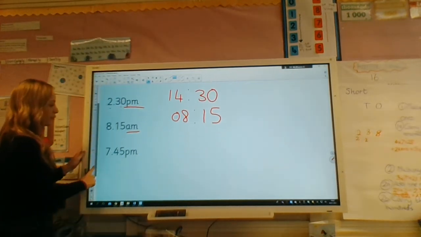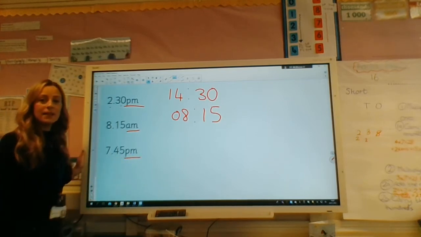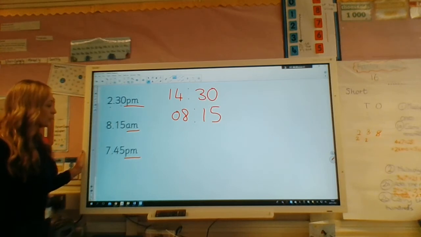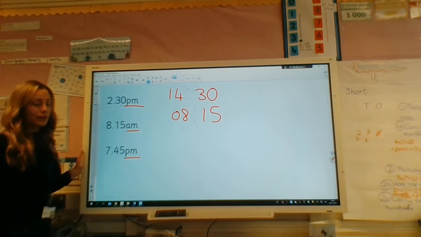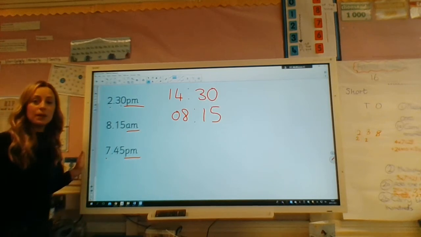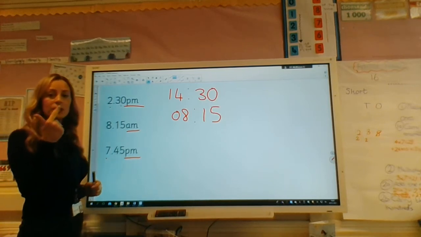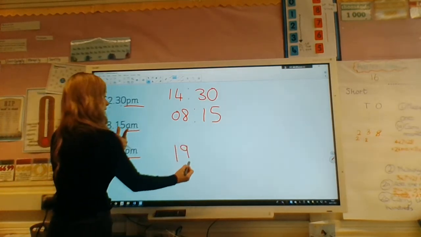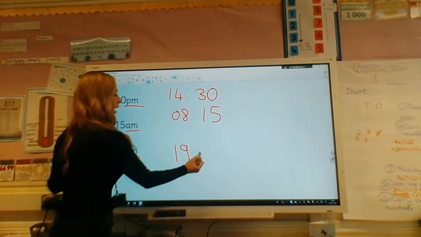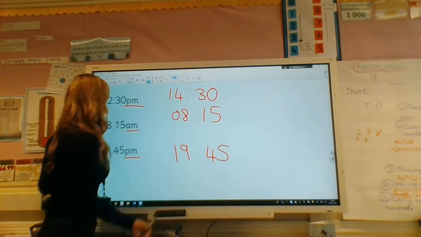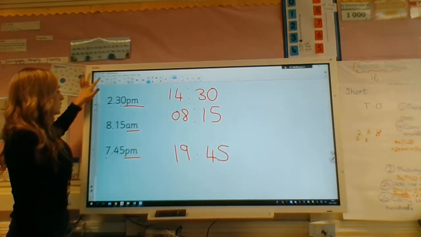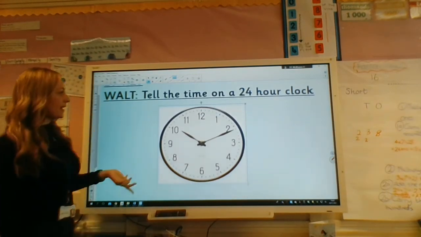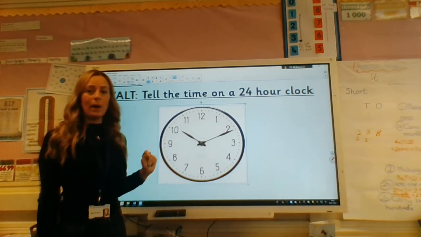Down here we've got 7:45 PM, so that's in the evening. So that's the second lot of 12 in a 24-hour clock. So what you need to do again is start at 12 on the clock and you're going to add 7 hours to it. So 12, 13, 14, 15, 16, 17, 18, 19. So the hours are 19 and the minutes are here at 45. So it's 19:45. So just to recap that, if it's in the morning, then it's just numbers 1 to 12 for the hours.